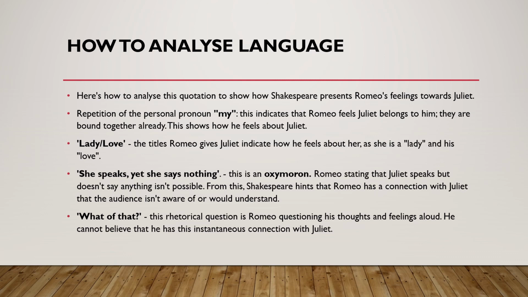"What of that?" This rhetorical question, if you think back to some of your other English lessons, we know a rhetorical question is a question that doesn't have an answer. So Romeo is questioning his thoughts and feelings aloud. He can't believe that he has this instantaneous connection with Juliet, and he can't believe that he as a Montague has fallen in love with a Capulet.